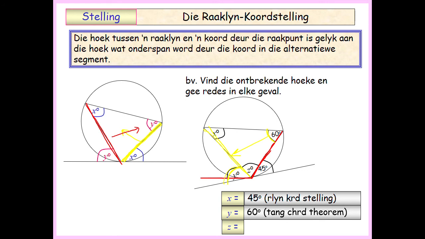How will we calculate Z? Don't overthink it. Angles of a triangle or angles on a straight line.